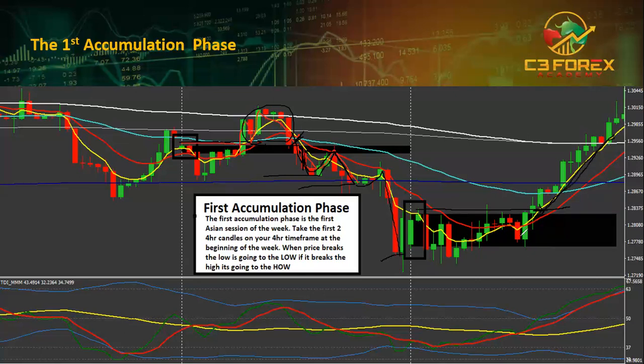Trading away from this peak formation, trading away from this peak formation down here. All right.